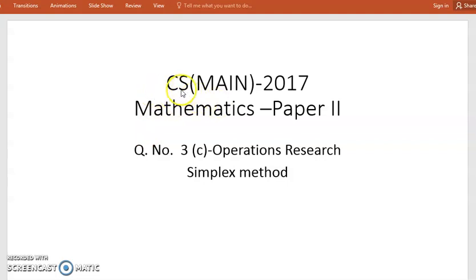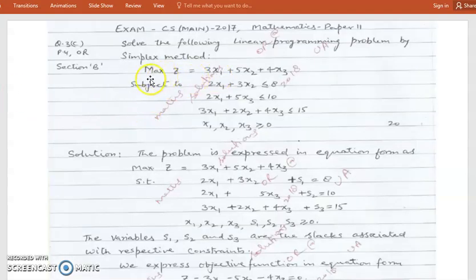Hello viewers, this is a question of CS Main 2017 Mathematics Paper 2 of Operations Research. Question number 3C, Simplex method. The question is maximization Z is equal to 3x1 plus 5x2 plus 4x3. It's a linear programming problem and we have to solve it by simplex method.